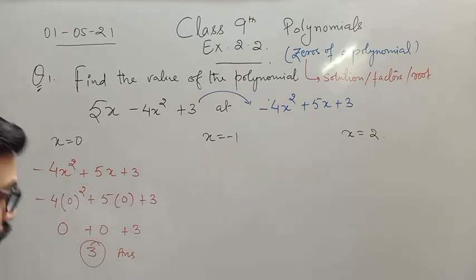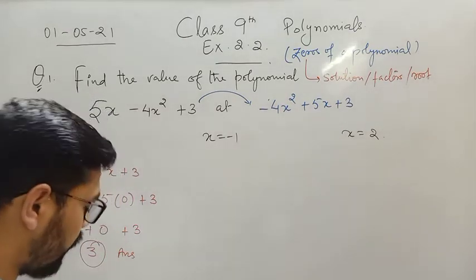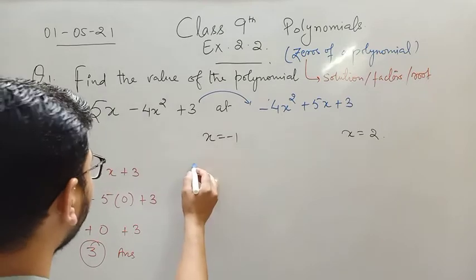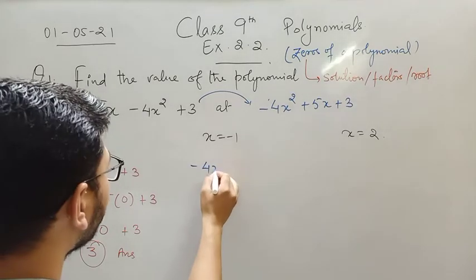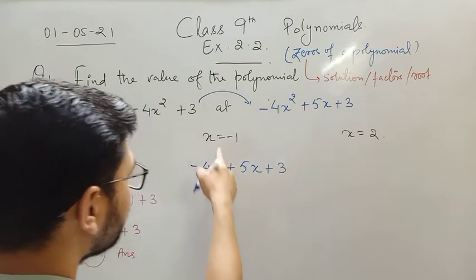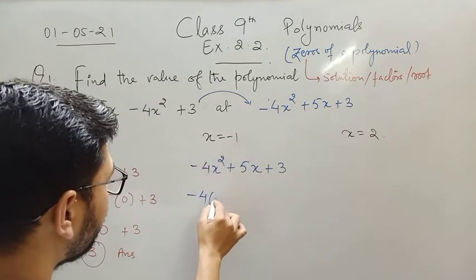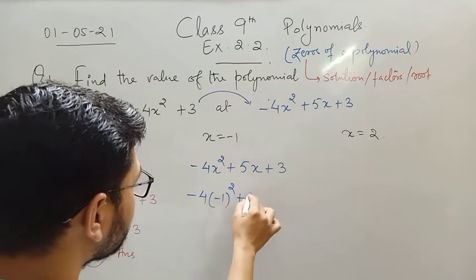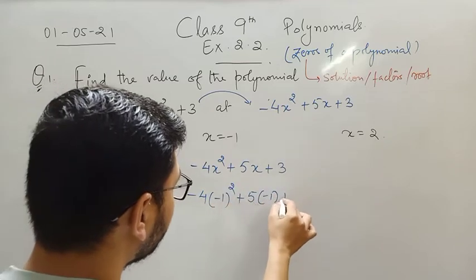Now x equal to 1. For x equal to 1, the equation is minus 4x square plus 5x plus 3. So minus 4 into minus 1 square plus 5 into minus 1 plus 3.